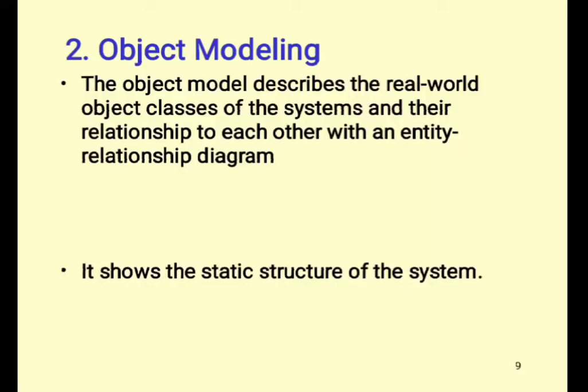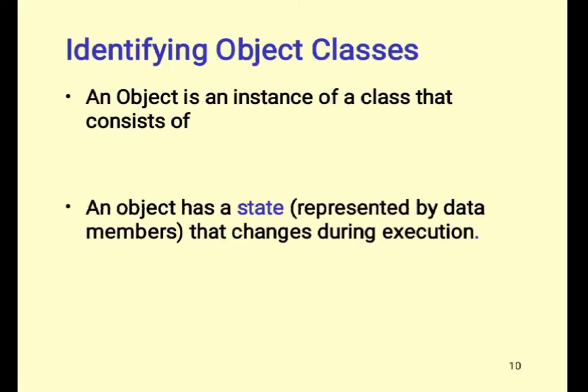Next is object modeling. Object modeling consists of the real world object classes of the system and their relationship to each other with an entity relationship diagram. It shows the static structure of the system, which includes identifying the class objects, identifying the associations between the objects, identifying the attributes of objects, and representing them using an entity relationship diagram. It also prepares a data dictionary.